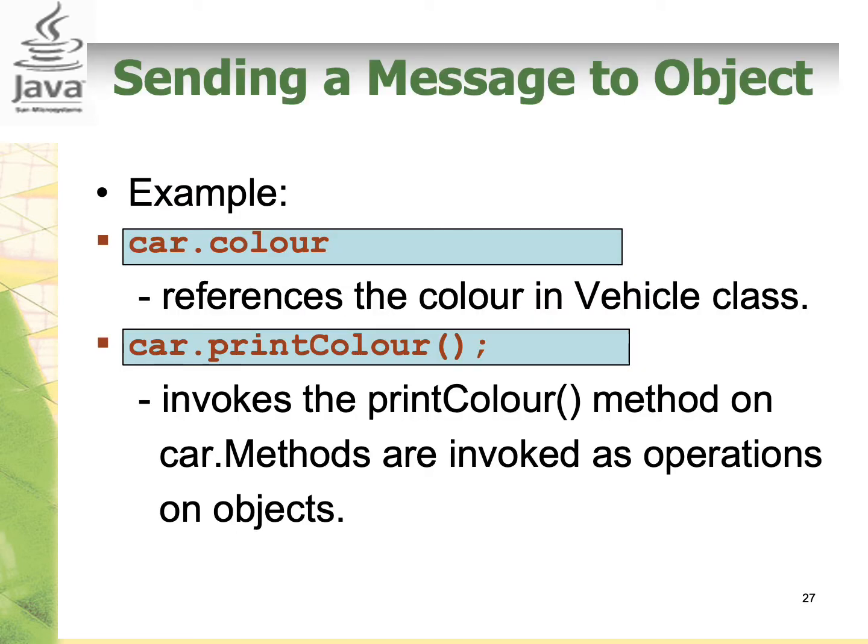Here is another example. See that we have an object called car and it invokes the printColor method, where the printColor method does not have any argument. If we want to access the data of a variable, we still need to use the dot operator and the data field. For example, car.color. Let's look at the code of a class called Vehicle to make sense of this.